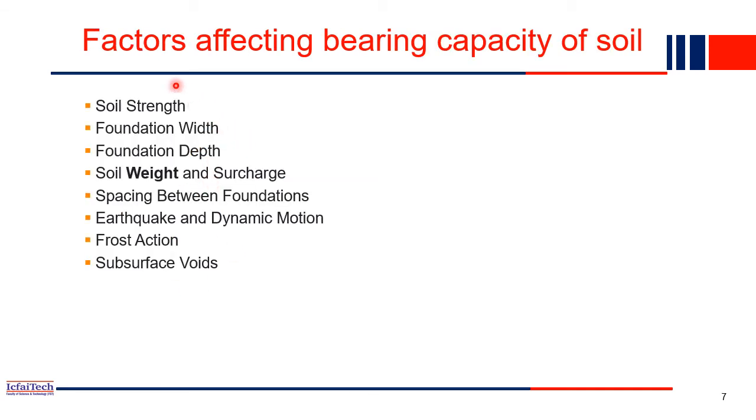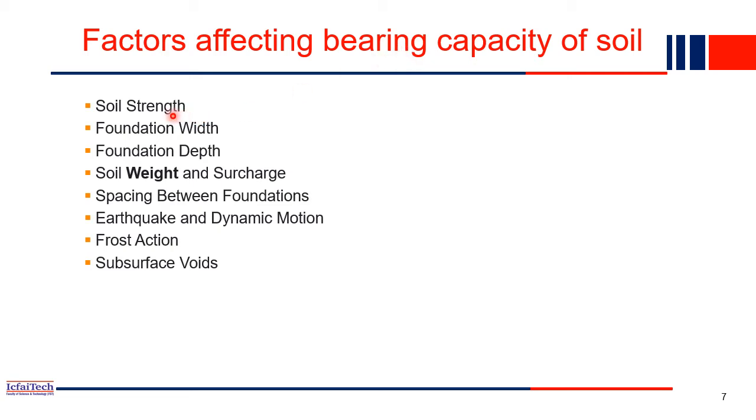So now the next question is, what are the factors affecting the bearing capacity of a soil? Now we understood what is bearing capacity of a soil. Bearing capacity of a soil means how much load, how much stress the soil can take before failure. So that is the bearing capacity of a soil. If the bearing capacity of a soil is very good, then you can go with a shallow foundation. But if the bearing capacity of soil is very poor, then you have to go with either mat foundation or you can go with deep foundation.